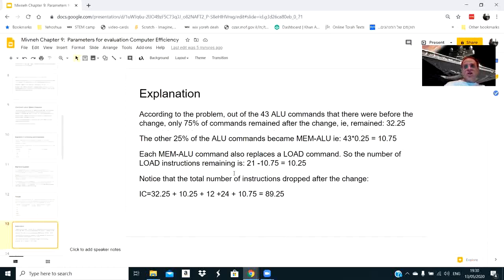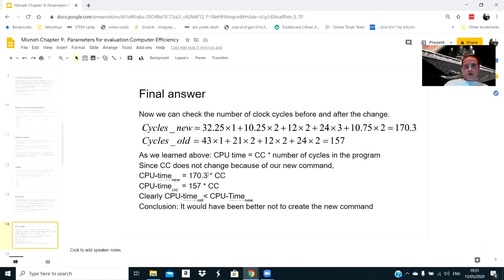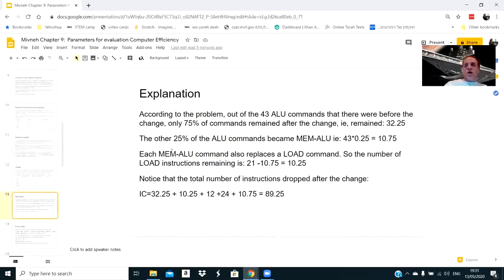So let's see. If you add them all up, we're going to get that. Where do I have it? Wait. According to the problem, we said 32.25 remain, and 25% go to this. So the mem ALU will be 25% of this, which will be 10.75. That means the load goes down to 10 1/4.